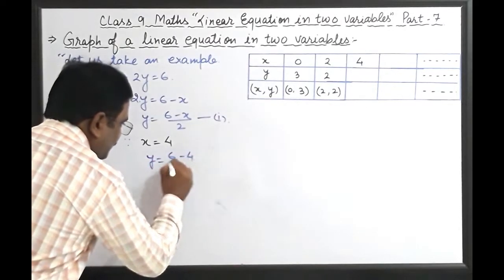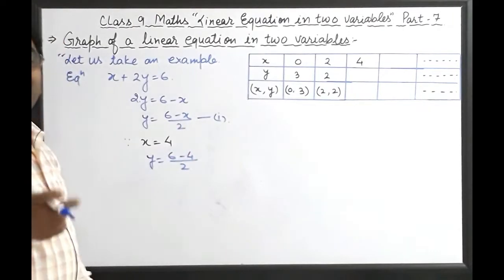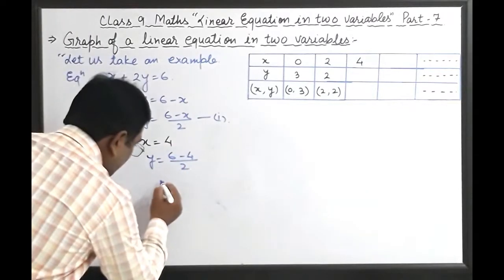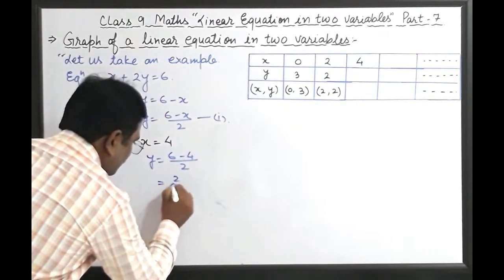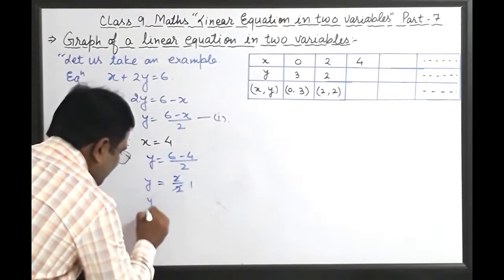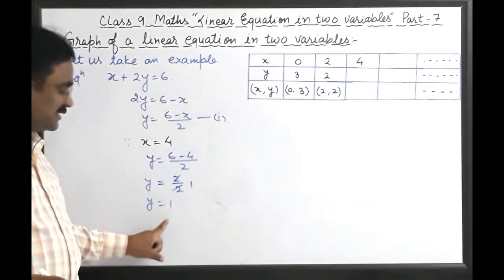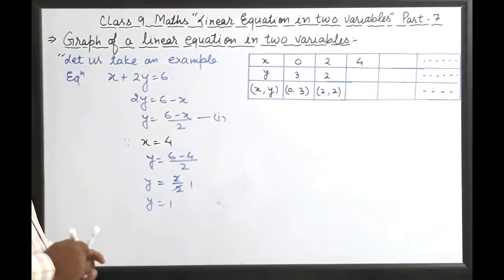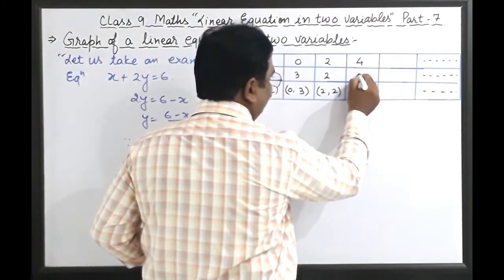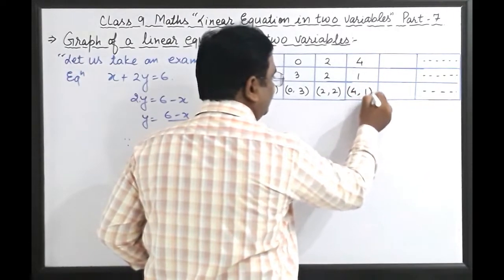6 minus 4 upon 2, because y is equal to 6 minus x upon 2 is here. At the place of x we have substituted 4. Now 6 minus 4 is 2 upon 2, cancel. You got y is equals to 1. As x is equals to 4, its correspondence y is equals to 1, you got it. Okay, so let us substitute here the value of y. So your solution is 4 and 1.